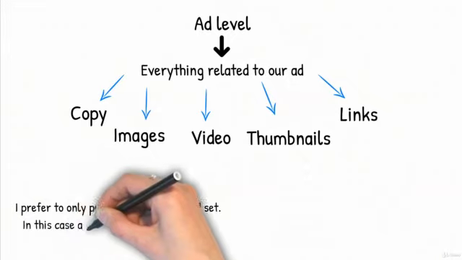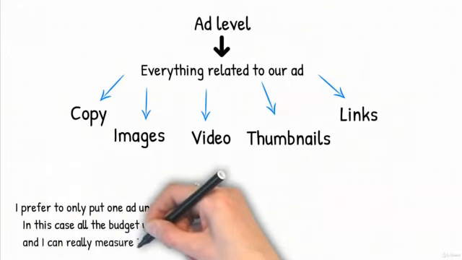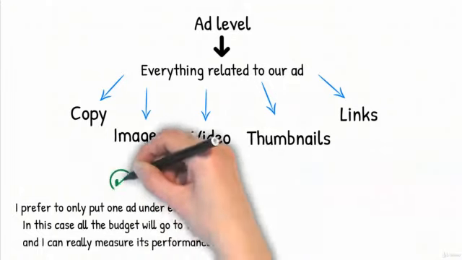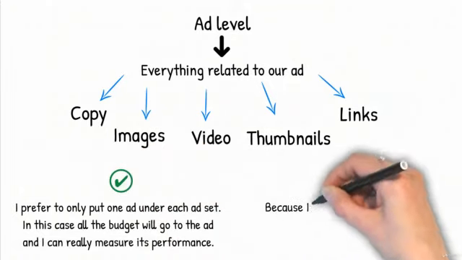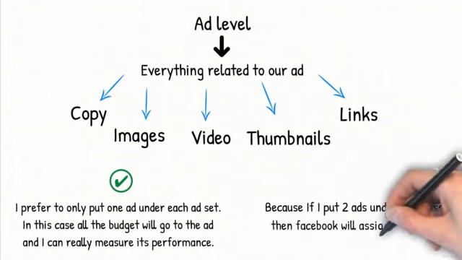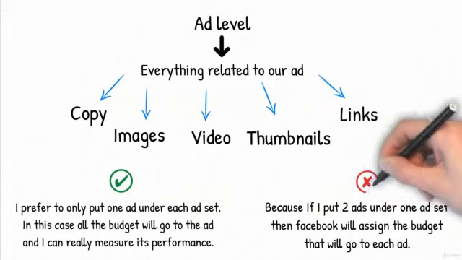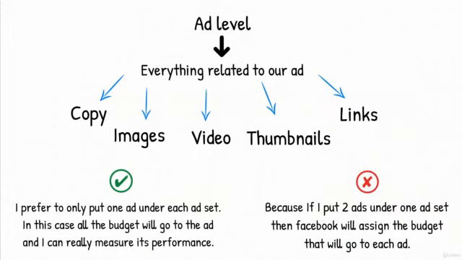In this case, all the budget will go to this ad and I can really measure its performance. Because if I put 2 ads under one ad set, then Facebook will assign the budget that will go to each ad, and I really don't like this. So if I want to test 2 ads to see which one is better, I create 2 ad sets and I put 1 ad in each ad set and then I start testing.